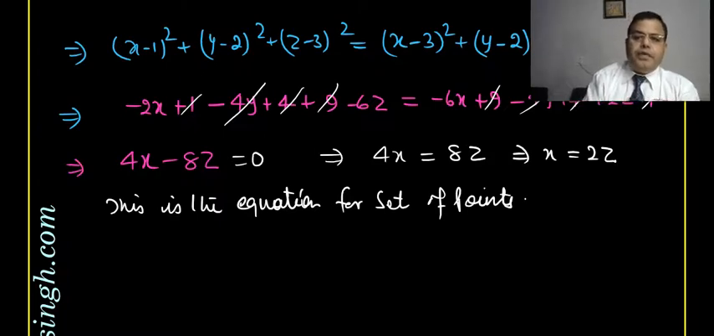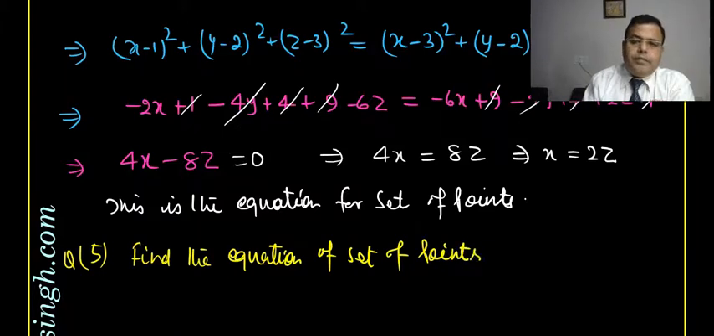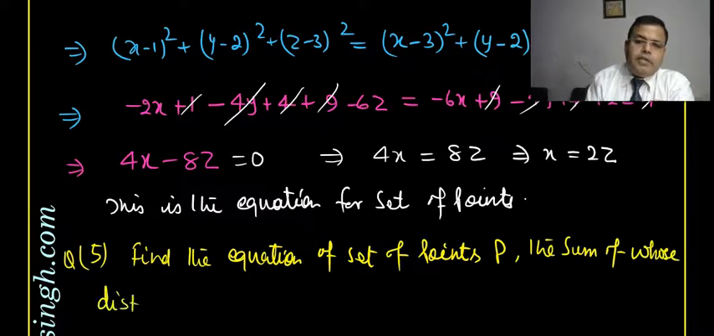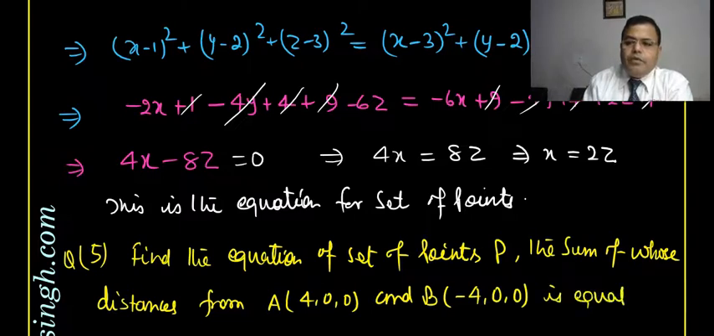Now, question number 5. Find the equation of the set of points P, the sum of whose distances from A (4, 0, 0) and B (minus 4, 0, 0) is equal to 10.